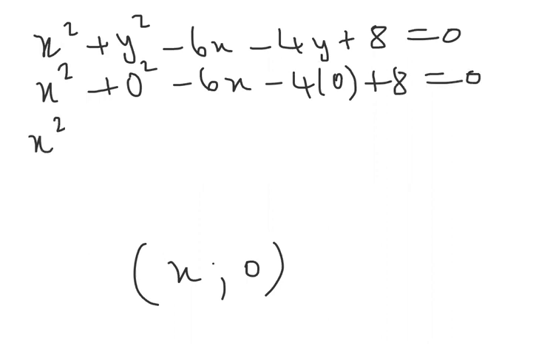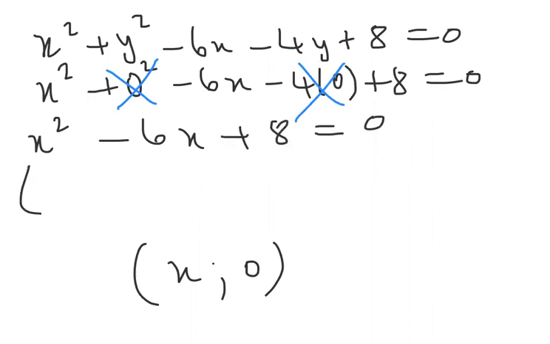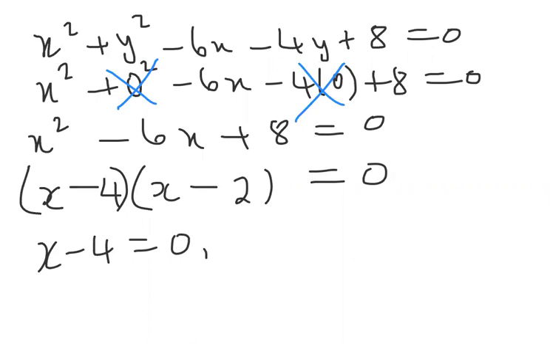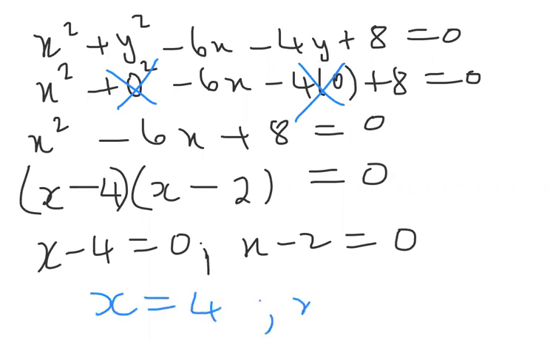So this gives me x squared. The 0 terms just cancel out, that gives me 0. So we sit with x squared minus 6x plus 8 equals 0. This is just factorization from previous grades. If you do the factorization, you'll get x minus 4 equals 0 or x minus 2 equals 0. Then you'll get x equal to 4 and x equal to 2.